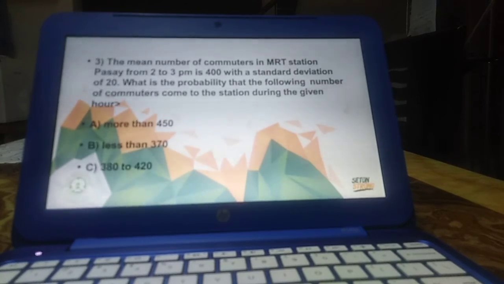Okay, again, the mean number of commuters in MRT station Pasay from 2 to 3 p.m. is 400 with a standard deviation of 20. What is the probability that the following number of commuters come to the station during the given hour? More than 450, less than 370, between 380 to 420.